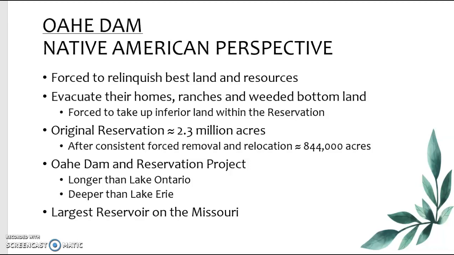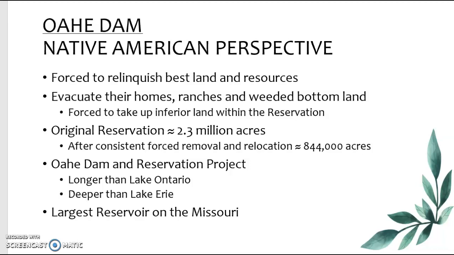In March of 1889, the Great Sioux Reservation was reduced consistently. The original land was over 2.3 million acres, and by 1951 was short of 1 million acres, and in the 1970s was reduced even further to approximately 844 acres.